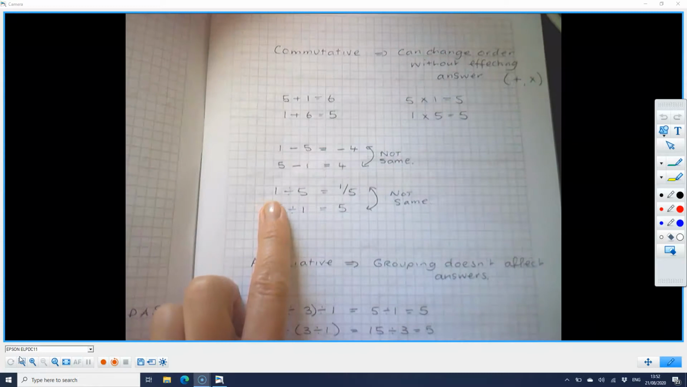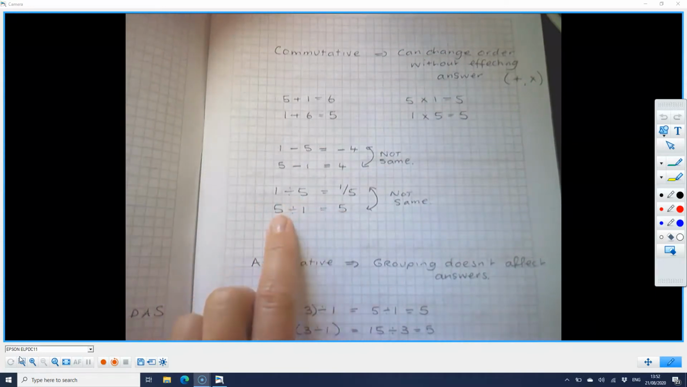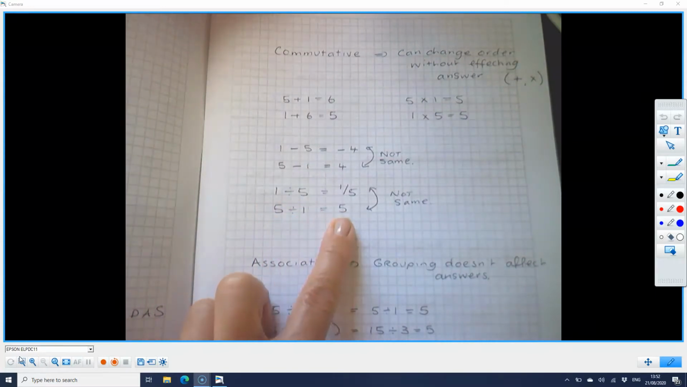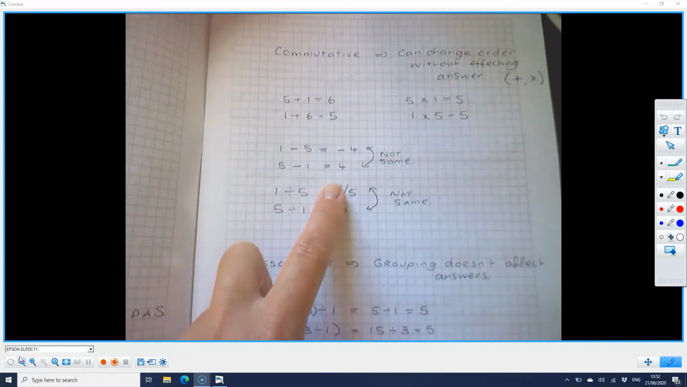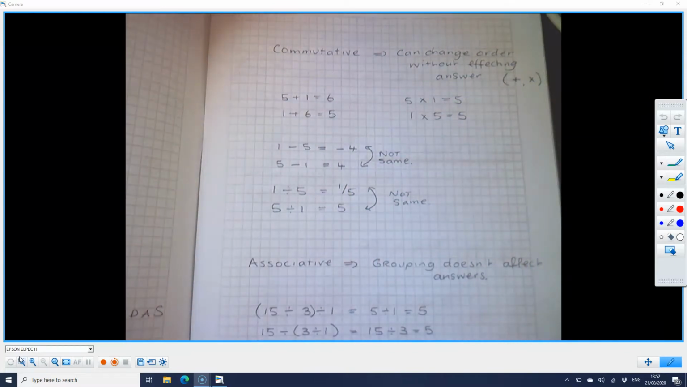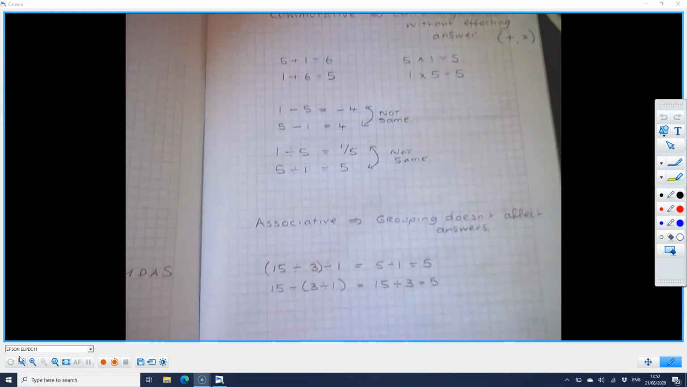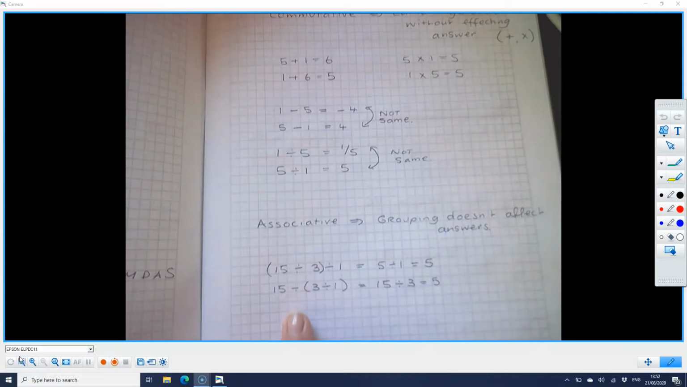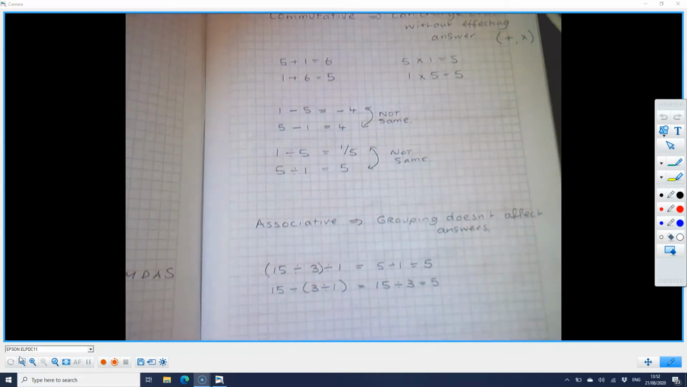If you look at division, 1 divided by 5 gives you a fifth, but 5 divided by 1 gives you 5. So again, these two answers aren't the same. So adding and multiplying is commutative. Subtracting and dividing aren't. Okay, and then another term is said to be associative, and that means grouping doesn't affect the answers. So it means I can stick stuff in brackets and it doesn't affect my answers. But again, these are just 2 silly terms that might come up in a question asking, are these associative or are they commutative?